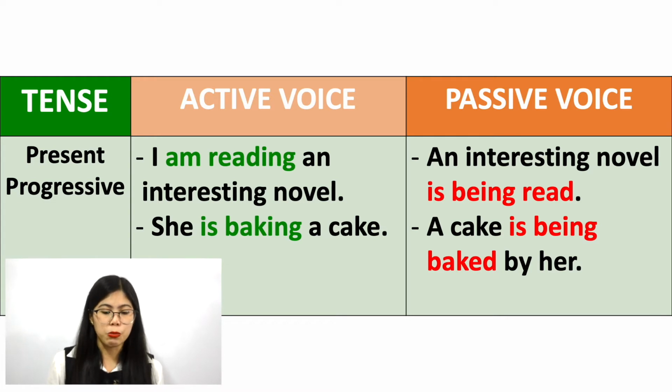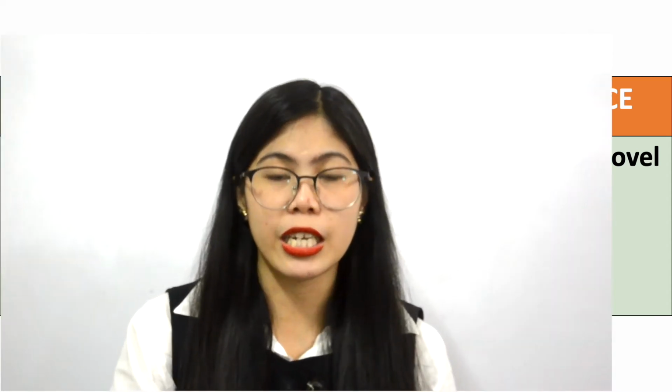The cake is the object, the verb is baked, with the addition of is being, and the subject is her. We have to change the subject she into her to make the sentence grammatically correct. Because if you do not replace that, you'll have the sentence, a cake is being baked by she, which is quite wrong. So you have to be very careful in changing the pronouns in a passive voice.